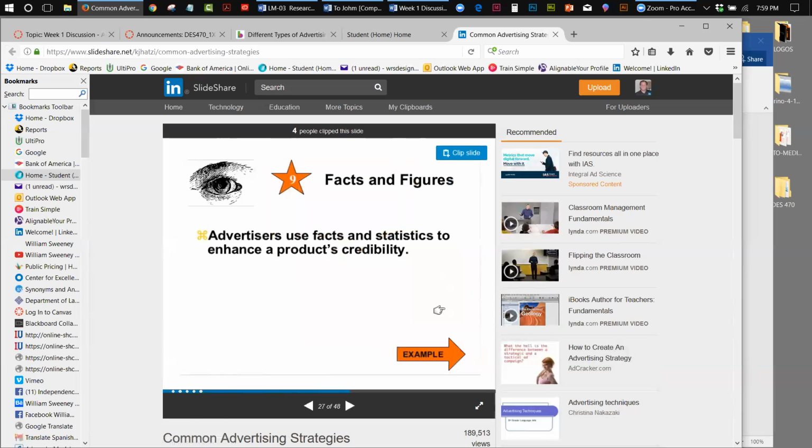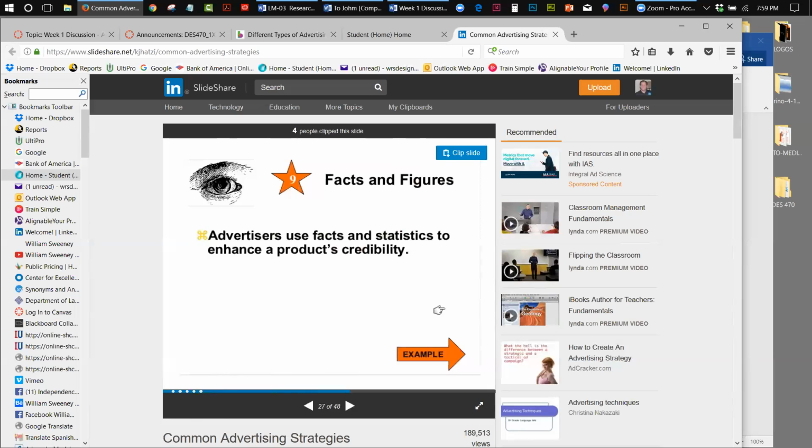Facts and figures, facts and statistics. But if you do this, you have to make sure that your facts and your statistics are honest and representative. You can't be deceiving people, because once they find out, it will so thoroughly damage your product that you may not recover from it.